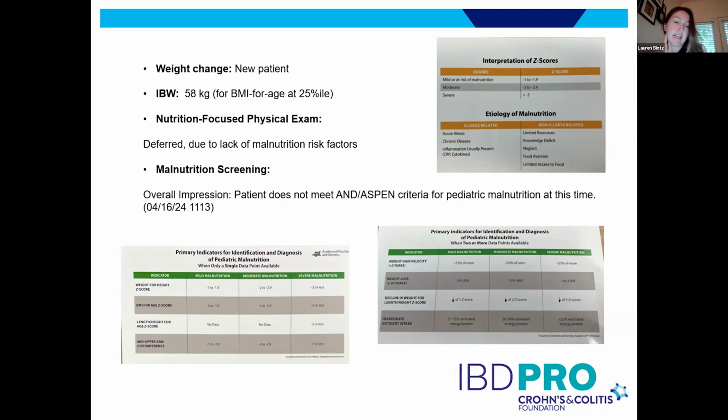I calculated his ideal body weight to come out to around 58 kilograms, for BMI for age around the 25th percentile. He was 59 kilograms. I did not perform a nutrition-focused physical exam due to the lack of malnutrition risk factors, and he did not meet criteria for malnutrition.